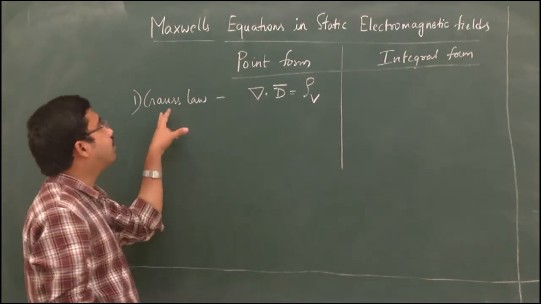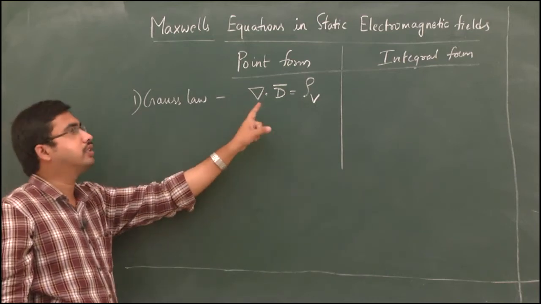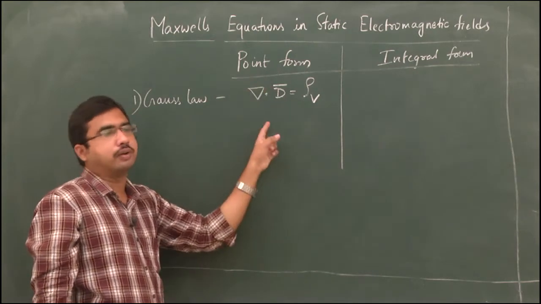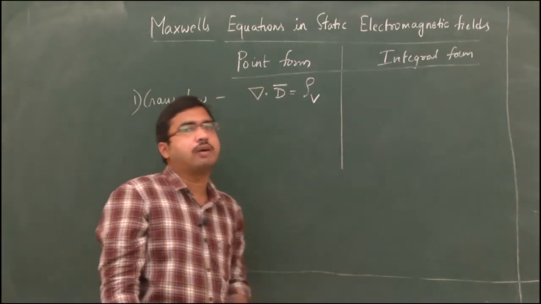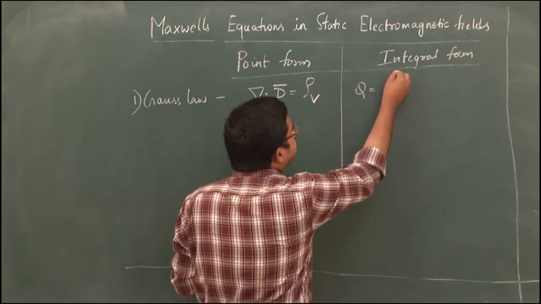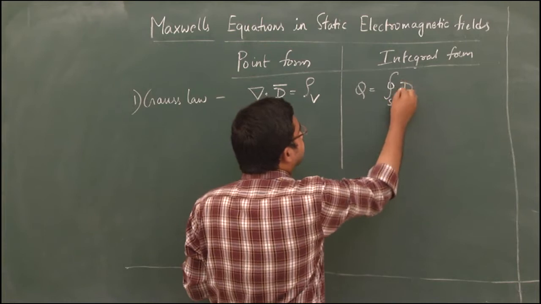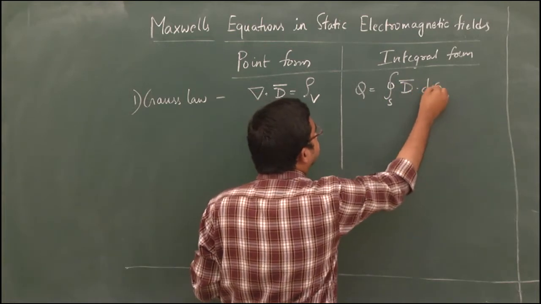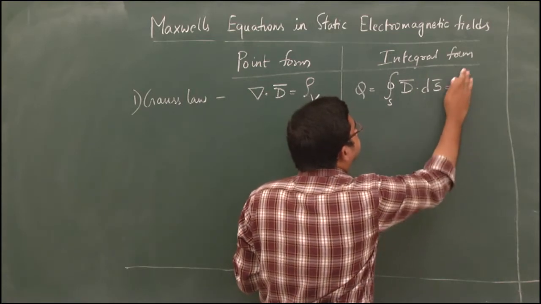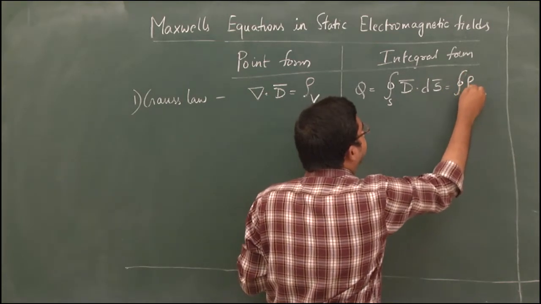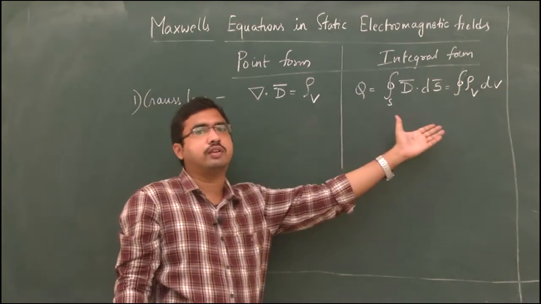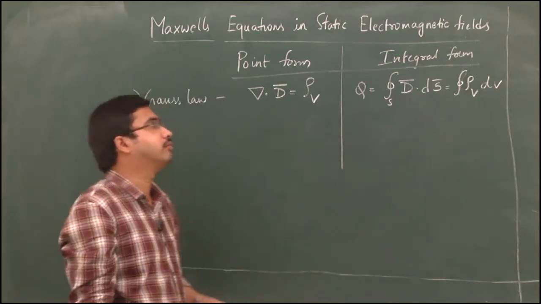So the first Gauss law equation is Maxwell's first equation, that is del dot D bar is equal to rho v, which is the point form. Now the integral form of Gauss law we have already derived during the proof of Gauss law, that is Q equal to the surface integral of D bar dot dS bar, which is also equal to the integral of rho v dv. All these expressions we have derived in our previous classes, just we are summarizing them.